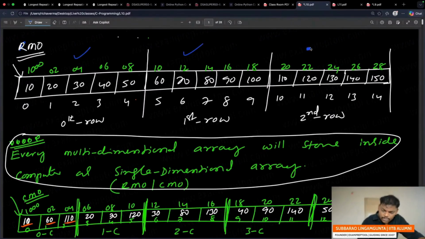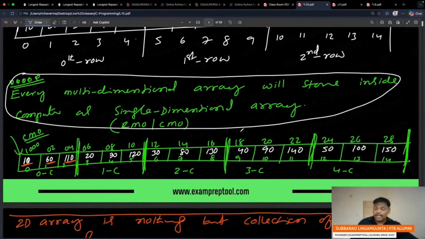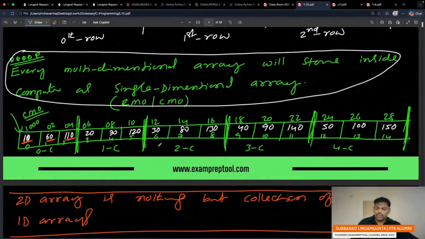In this row, after one star is over, 7 elements skip. All are there continuously. You may say, sir, in this row how can you skip 7 elements? In the memory, all are there continuously. Maybe you will get garbage. Every multi-dimensional array will be stored inside the computer as a single dimensional array.